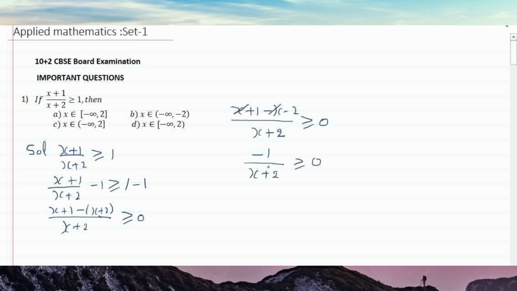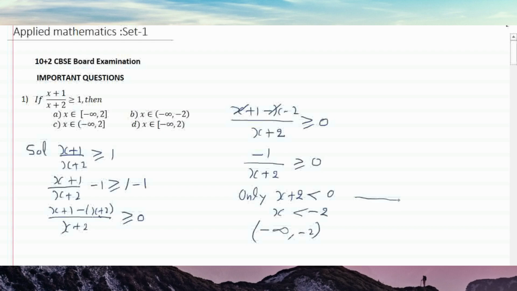Children, it will be possible only when the value of this x plus 2 is less than 0, right? The value of this is less than 0. What does it mean? It means the value of x should be less than minus 2. So what does it mean? That the solution set lies in this interval, minus infinity to minus 2.